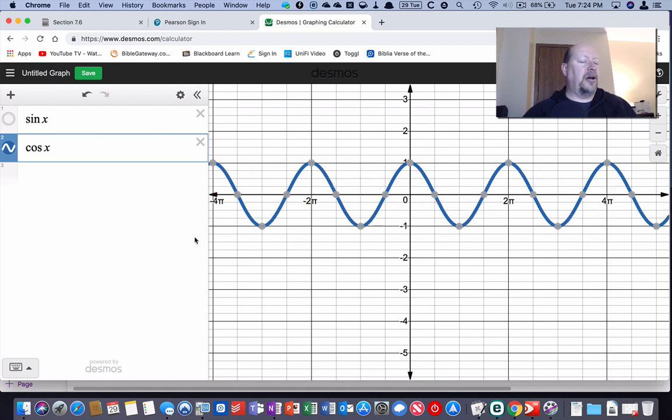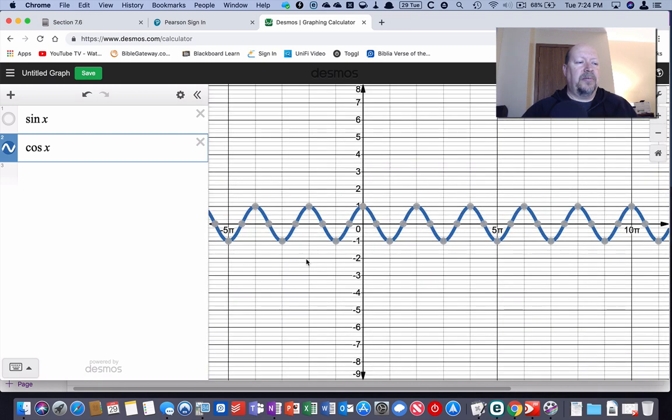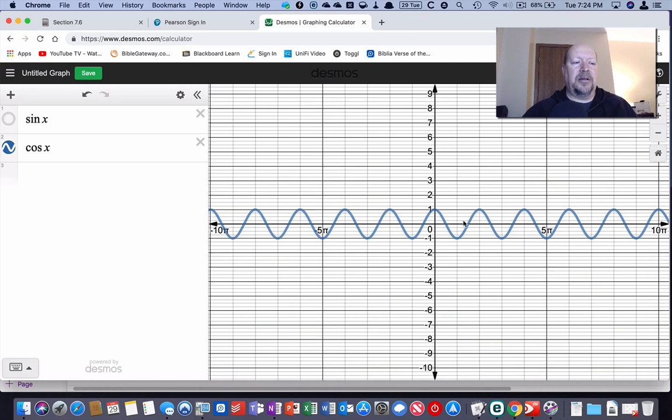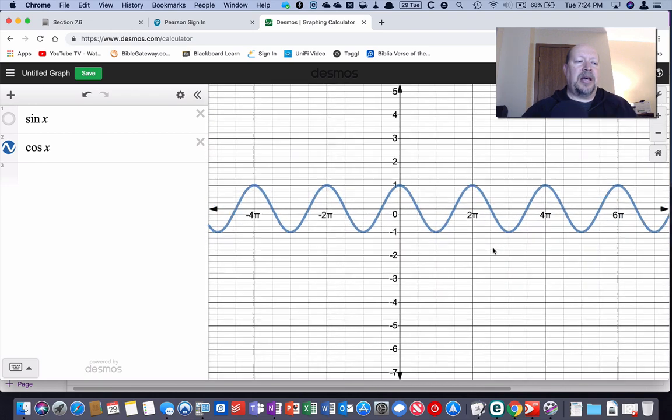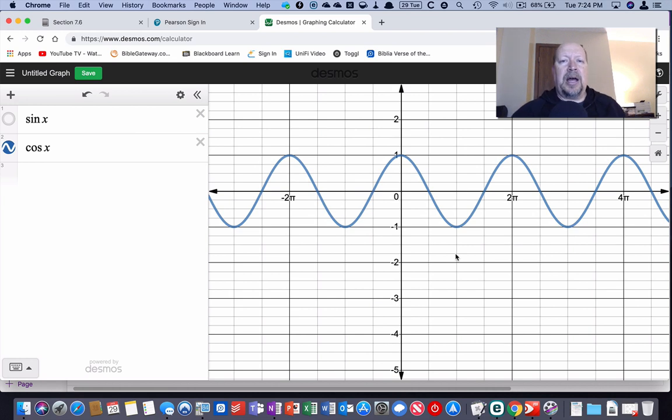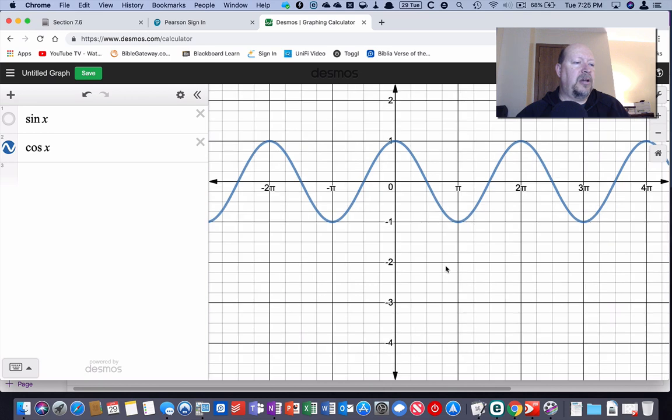So let me turn the sine off. And what you might notice is that, look, when I zoom out, the graph keeps going on and on to the right of 0 on the x-axis and to the left of 0 on the x-axis, and it keeps going, which again indicates that, hey, the cosine also has a domain of all real numbers. I can plug any angles I want into the cosine.